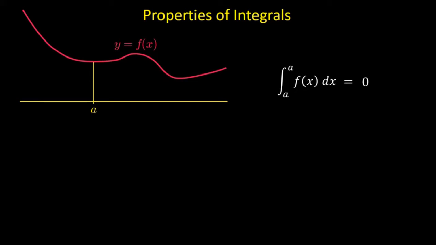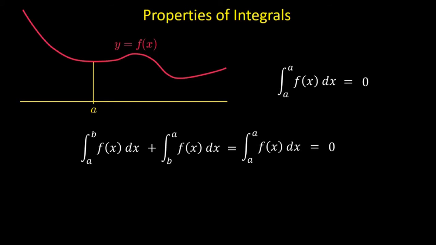The width is 0. If you try to approximate it using rectangles, it's a rectangle of width 0. Now, if you integrate from a to b, add the integral from b to a of the same function, you're going to get the integral from a to a.